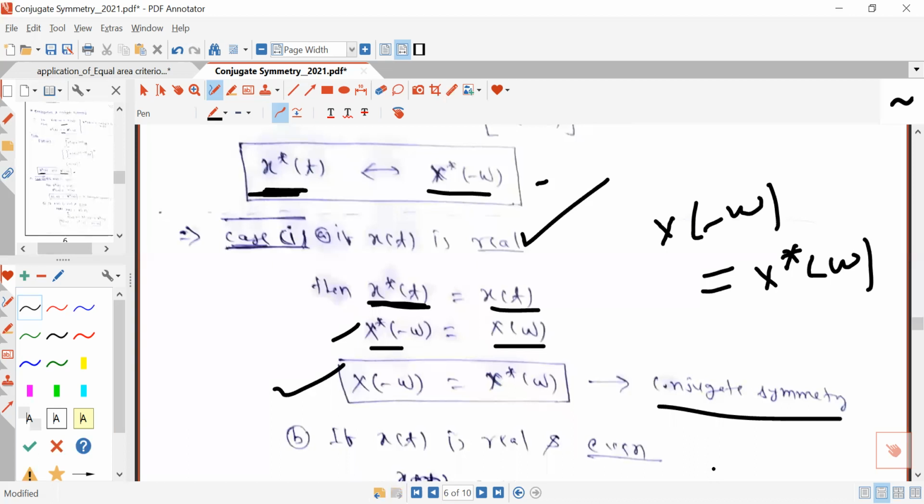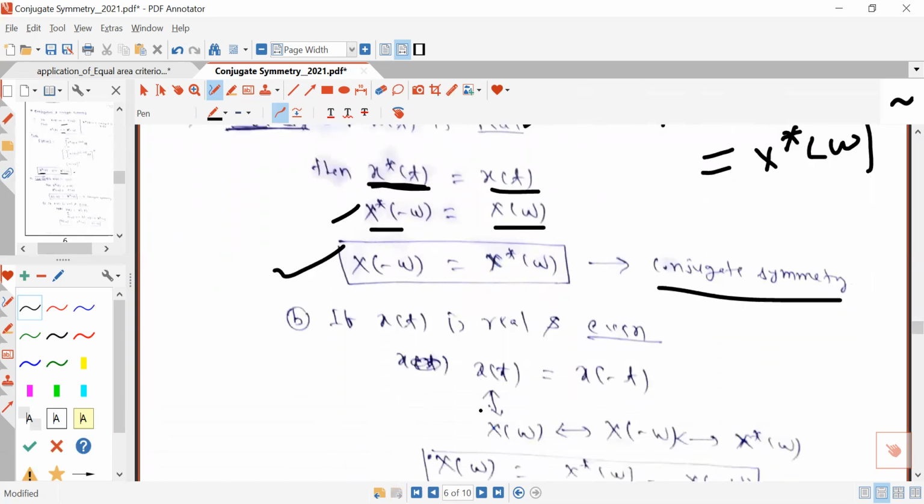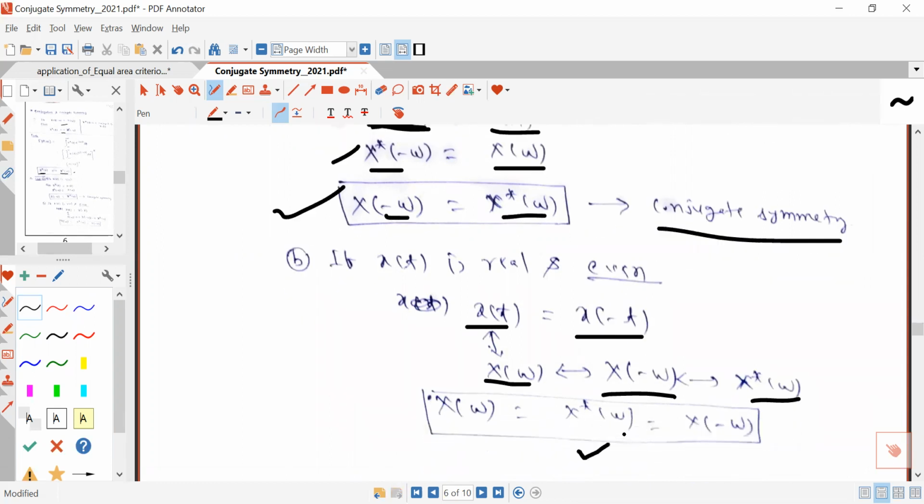And what will happen when x(t) is real and even? Then for an even signal, x(t) and x(minus t) will also be equal, and the Fourier transform of x(t) is X(omega), and the Fourier transform of x(minus t) will be X(minus omega), and X(minus omega) will be equal to X(omega) conjugate. So these three terms will also be equal to each other if the signal is real and even.